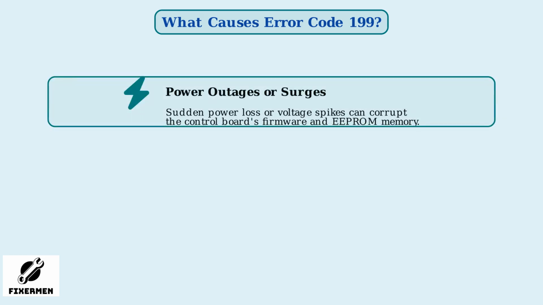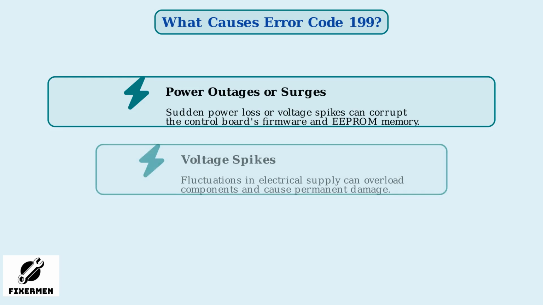Several factors can trigger error code 199 in American Standard flushometer toilets. The most common causes relate to electrical disruptions and physical damage to the control board. Power outages or electrical surges are primary triggers. When electricity is interrupted or spikes occur, it can damage the delicate electronics on the control board, leading to firmware corruption. Voltage spikes, often from lightning or faulty wiring, create sudden increases in electrical pressure that can fry sensitive capacitors and microcontrollers on the board.